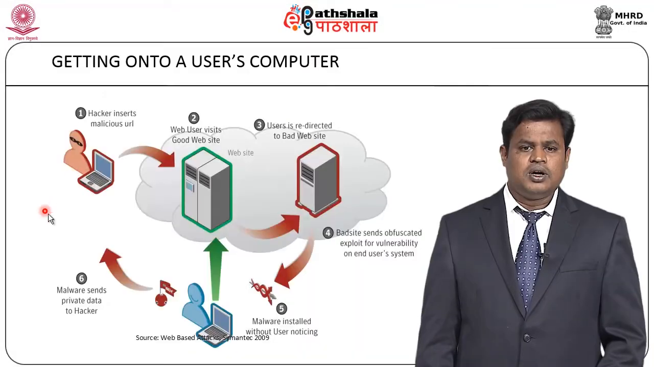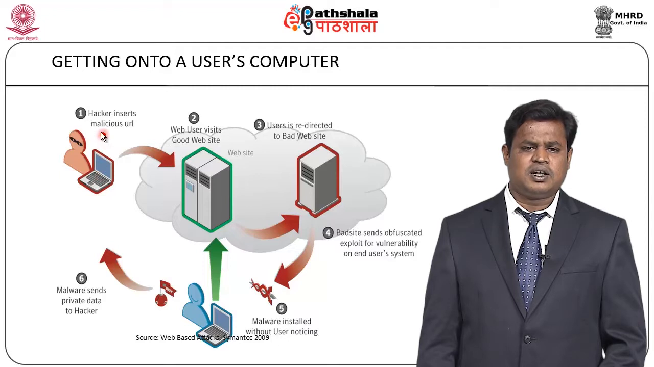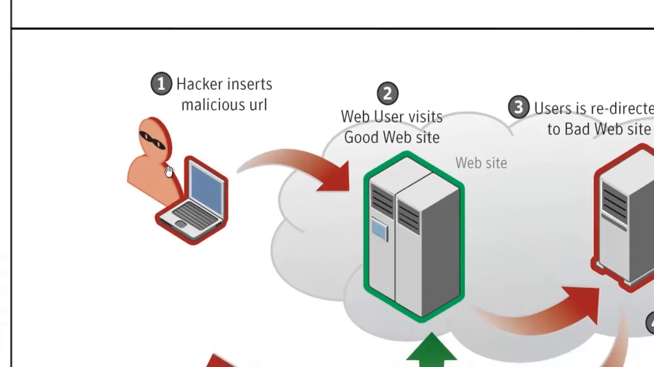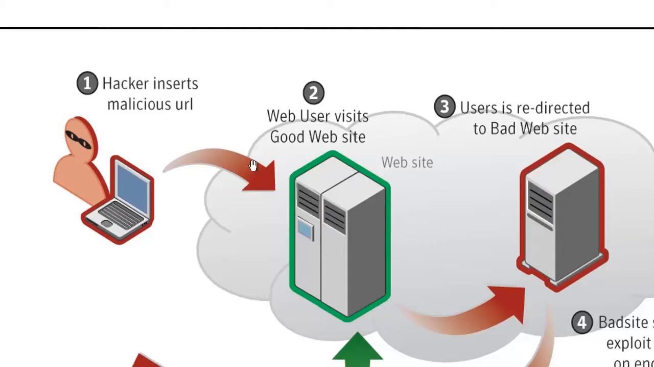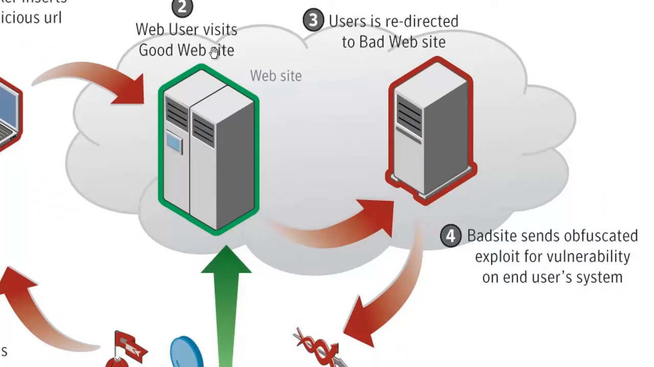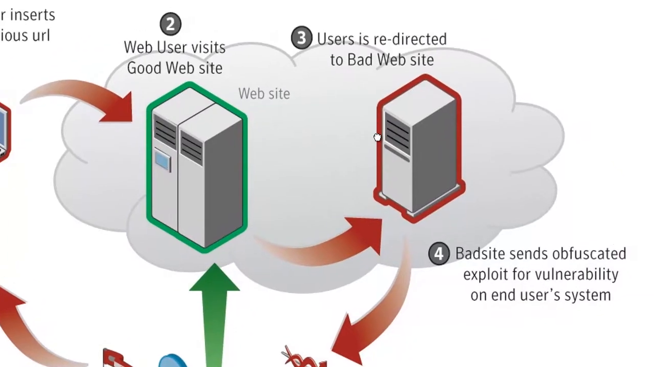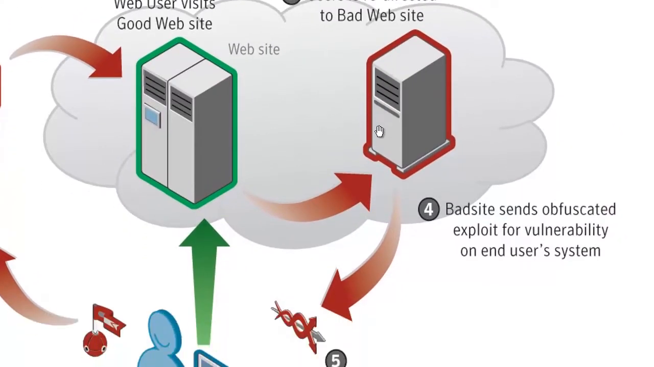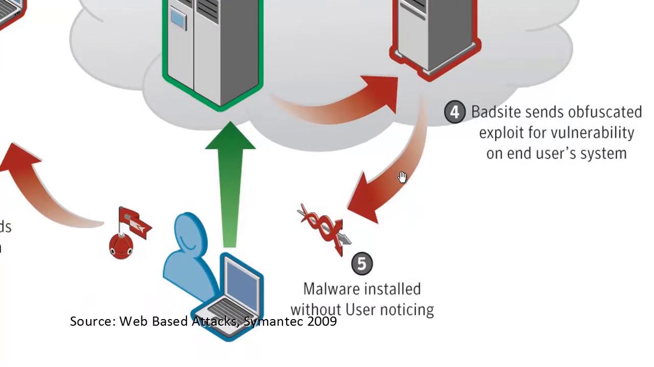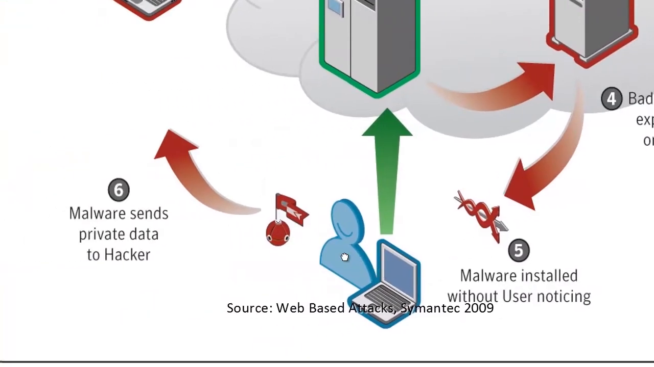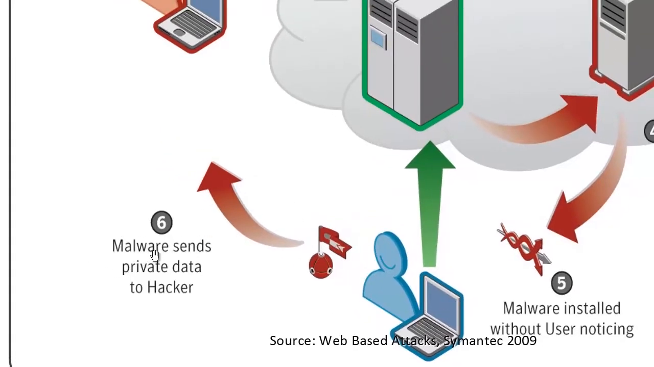Here we can see the way we have discussed so far represented in a diagram, where you can understand how the attack reaches your user's computer. A hacker inserts a malicious URL. Suppose I have designed a good website; the web user visits the good website, and the malicious URL redirects the user to some other bad website. The bad website sends obscure exploits of vulnerabilities to the user end. So you can see that this way they can inject malware, which is installed without the user noticing and gets executed on your PC, and finally the malware sends private data to the hacker.